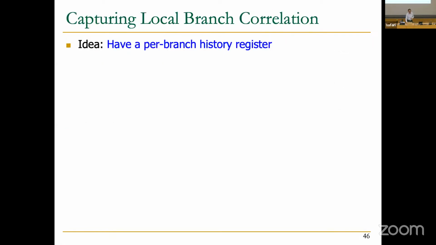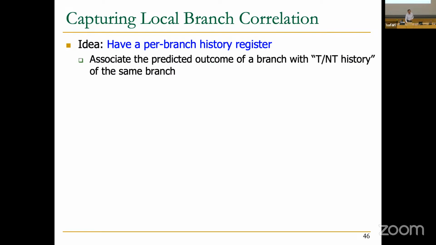So how do you capture this? Essentially, now, instead of having a global history register, we have a per branch history register. That's the idea. And we associate the predicted outcome of a branch with the taken, not taken history of the same branch.